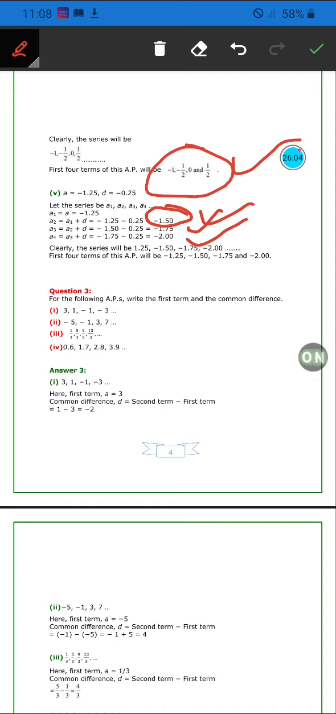Okay. So the first four terms are here: minus 1.25, minus 1.50, minus 1.75, minus 2. Okay. So next, question number 3. For the following APs, write the first term and the common difference.